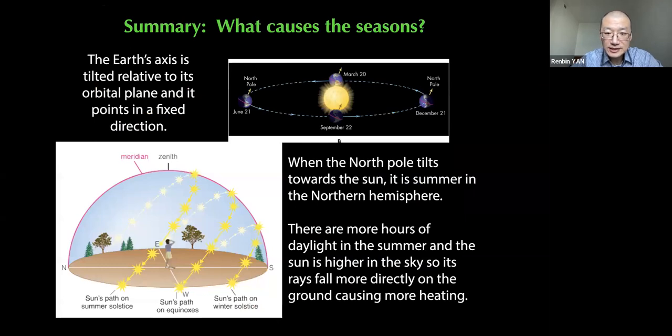So there are two reasons, but both of them are caused by the rotation axis of the Earth, because the Earth's rotation axis is tilted. So in summer, the northern hemisphere receives more direct sunshine, and it receives more than 12 hours. In winter, it receives less direct sunshine and less than 12 hours of sunshine. And these two reasons combined give you the huge temperature difference between summer and winter.